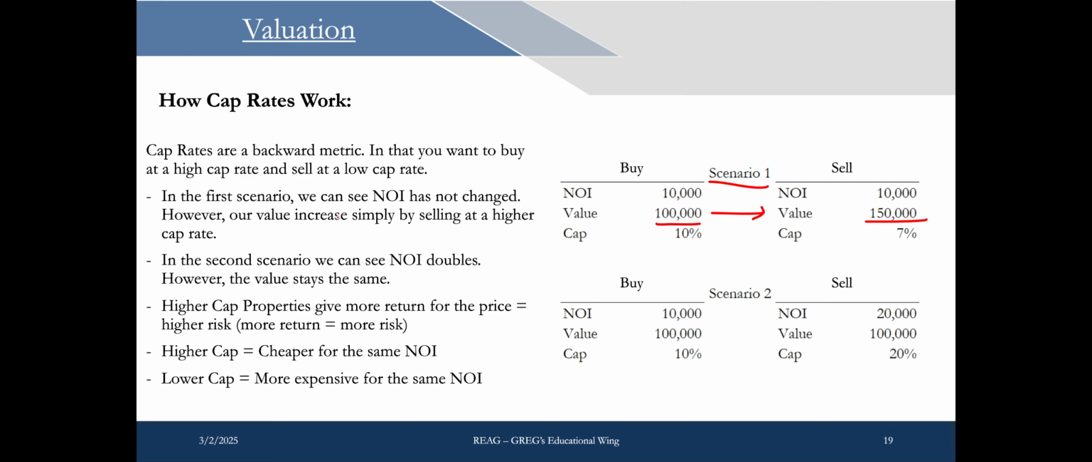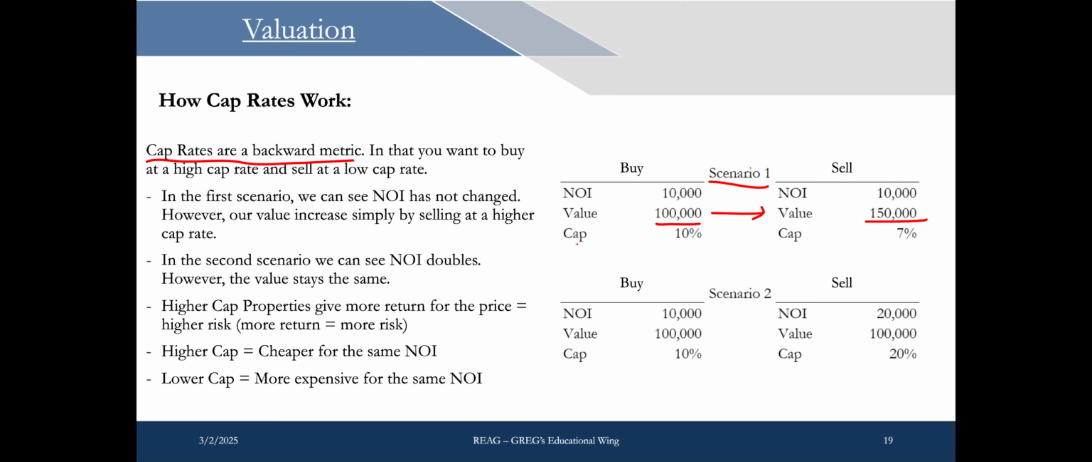So it's kind of a backwards metric right here. Usually in terms of a dollar figure, you want to buy low, sell high, right? You want to buy stock at $20, sell at $60. Cap rate is kind of the opposite. You want to buy at a high cap rate and sell at a low cap rate. So buying at a high cap rate makes sure that you can buy it for cheap. Selling at a low cap rate means you can sell it for more money.